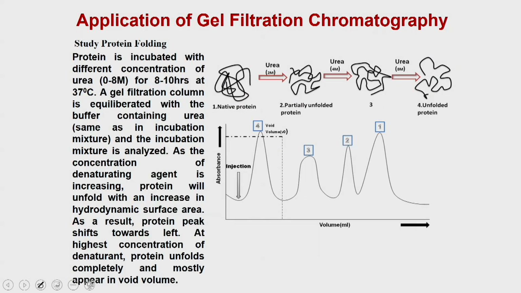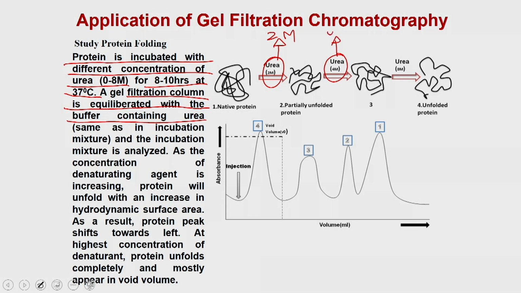Once if you would like to study that, the protein is incubated with different concentrations of urea, from 0 to 8 molar, for 8 to 10 hours at 37 degrees Celsius. If you would like to use a gel filtration column, the column is also equilibrated with buffer containing urea of the same concentration, which means for this particular concentration you are going to run the gel filtration with buffer which contains 2 molar urea. In this one it is going to contain 4 molar urea. So, the sample also you are going to prepare in this particular denaturing condition, the column is also going to run in the same buffer. And then the mixture is analyzed.